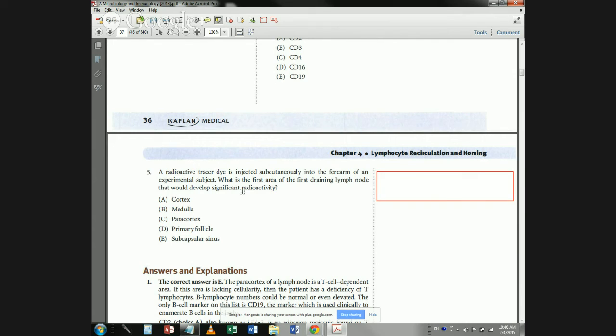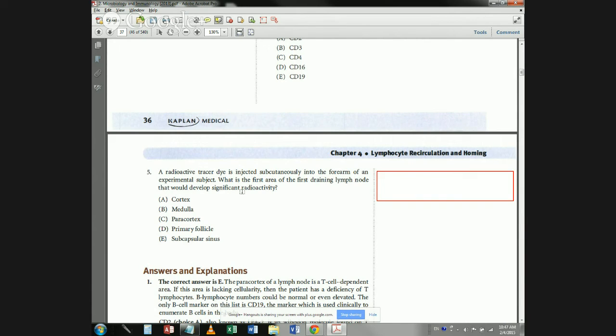So maybe it's not subcapsular sinus, because that means there's no binding taking place in there, so if there's no binding, then there's no radioactivity. So that's not true. It could happen in the primary follicle. Does it bind them both? I don't know. And primary follicles are found in the cortex. So cortex? I don't know if it's specific to B cells or T cells. See? Oh gosh, it's a big question.